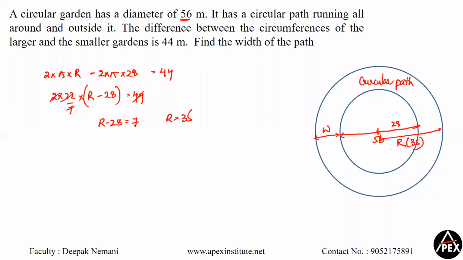Now we need to find the width of the path. What is the width of the path? Capital R minus small r, isn't it? 7, sir. What is this width? The outer radius minus inner radius. Inner radius is 28, outer radius is 35. So the answer for this question is 7. Or you can directly have this as the answer: R minus 28 is equal to 7. Done. Clear? Quick responses, guys.